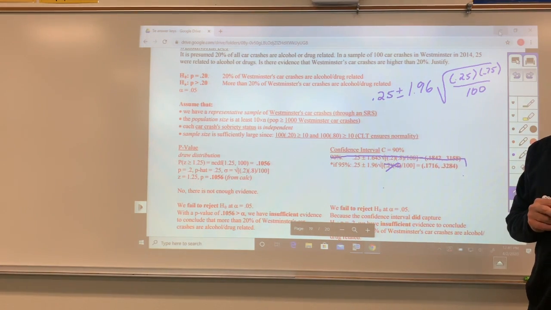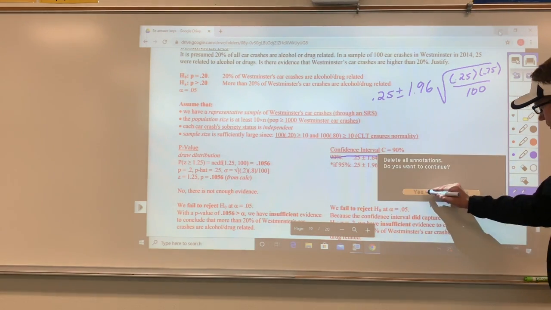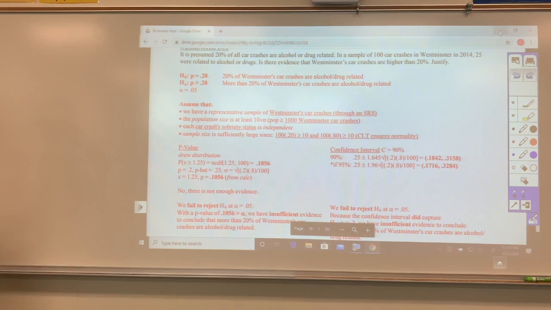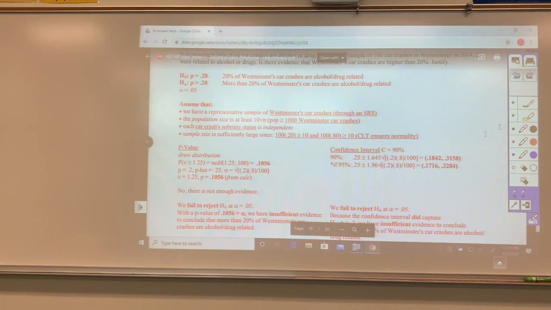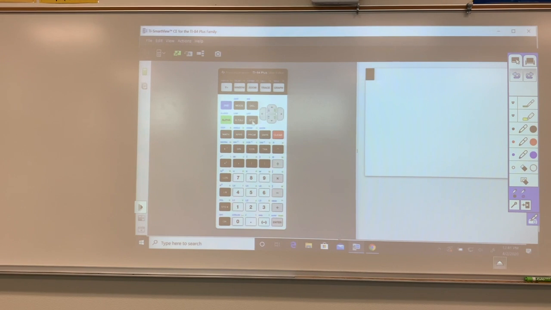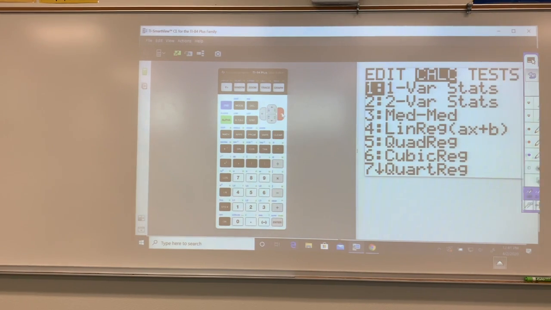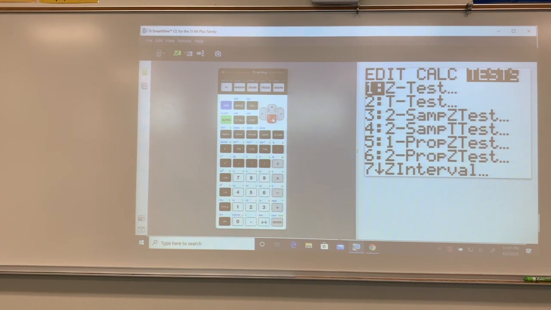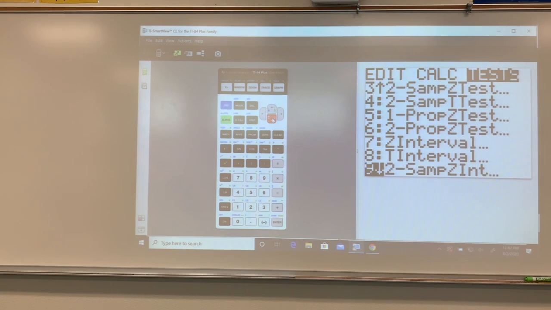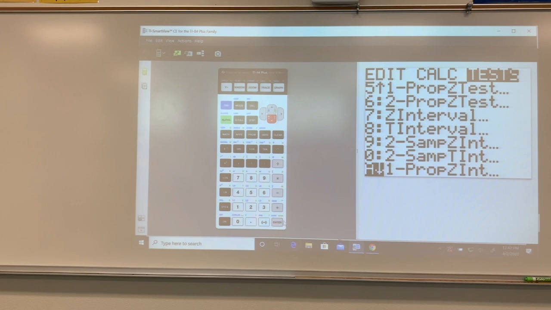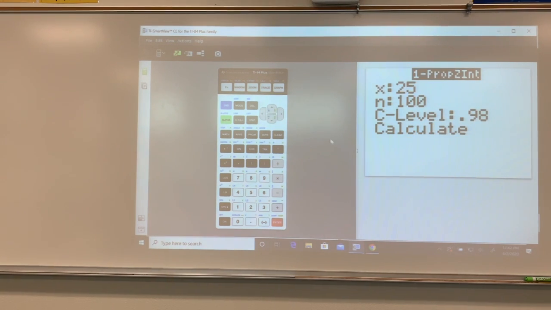So I'm going to go ahead and go over to the calculator, and we're going to do that, okay? Okay, stat, tests, and I'm going to go to 1 prop z interval, which is down below here. 1 prop z int. Okay. And I'm typing in 25 over 100, and I did a 95% confidence interval just to do it, okay? And then I'm going to go ahead and hit calculate.